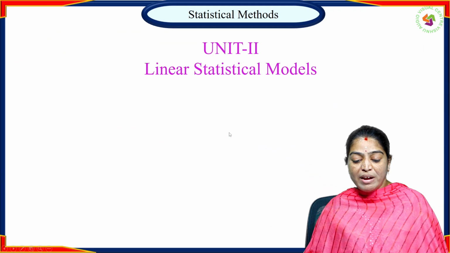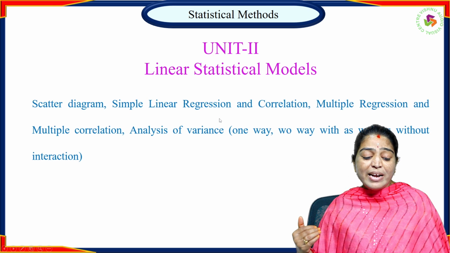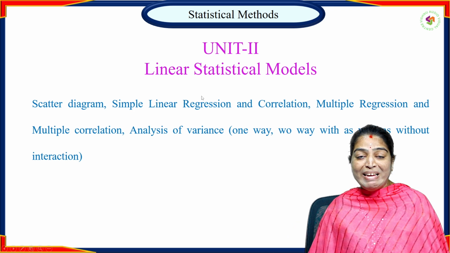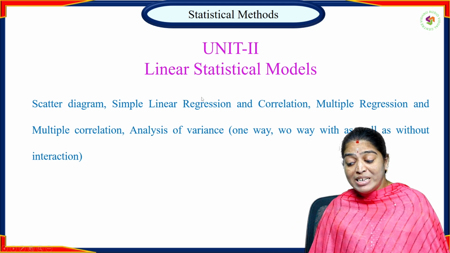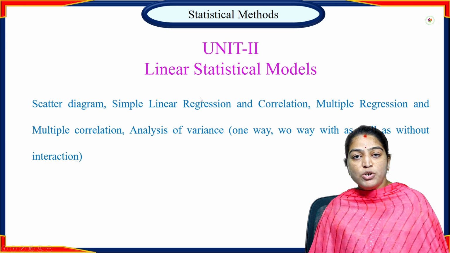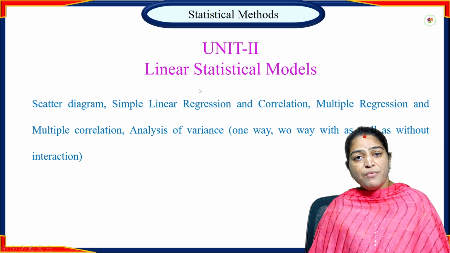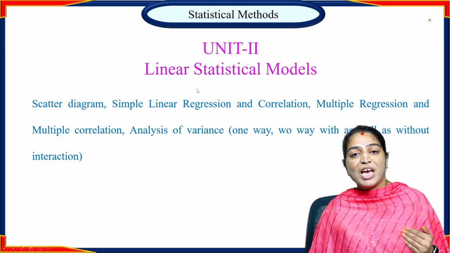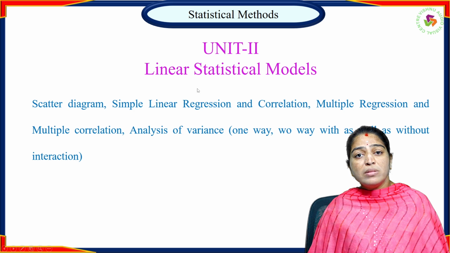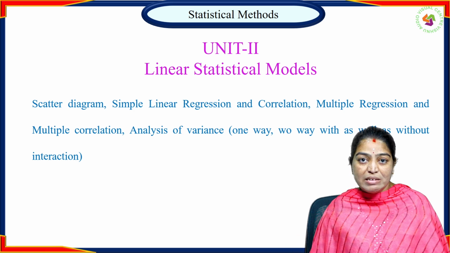And the second unit covers linear statistical models. In this, it explains the scatter diagram. It includes scatter diagram, simple linear regression and correlation, multiple regression and multiple correlation, analysis of variance, one-way and two-way. Here, a scatter diagram: whenever our data includes two types of variables, that is called bivariate data. The diagrammatic representation of that bivariate data is called a scatter diagram.